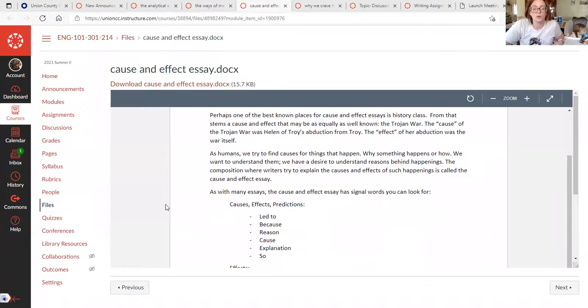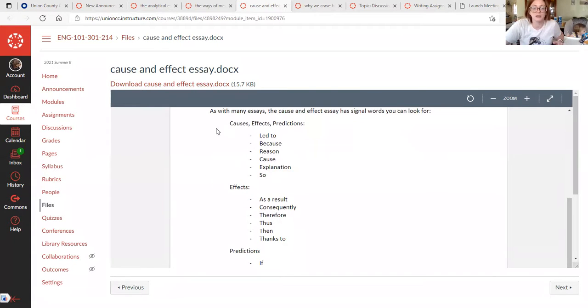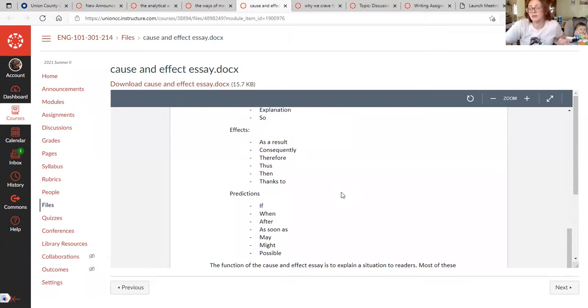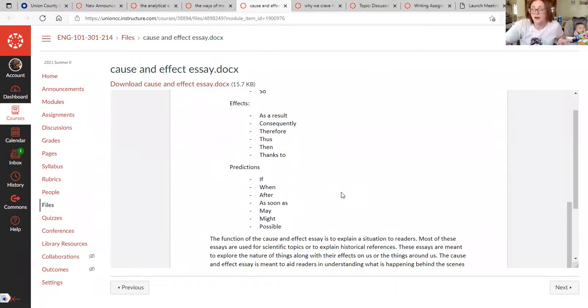So typically you're going to see these keywords here: cause, effects, and predictions. For causes: it leads to this, it led to that, because, the reason being, the explanation. For effects: as a result, consequently, therefore, thus, then, thanks to. For predictions: if, then, when, after, as soon as.